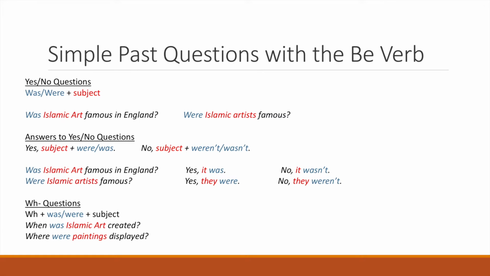To ask and answer WH questions about something in the past using the be verb, we start first with the WH question word, who, what, when, where, why, or how, followed by the past tense of the be verb, was or were, and then the subject. For example, when was Islamic art created? Again, because we're talking about Islamic art, or it, we use was. Where were paintings displayed? In this question, we're asking about paintings, plural, so we use were.